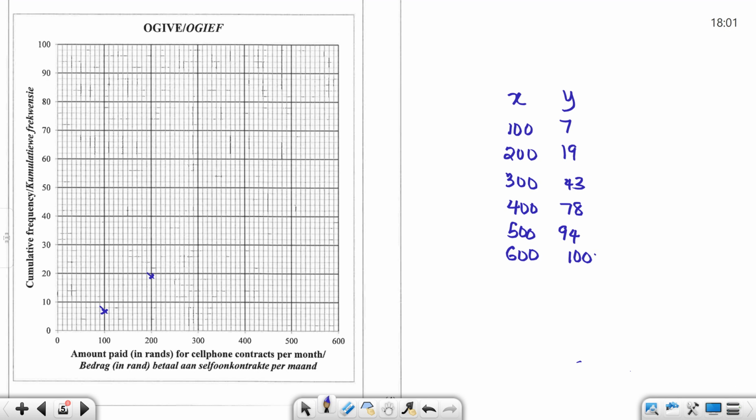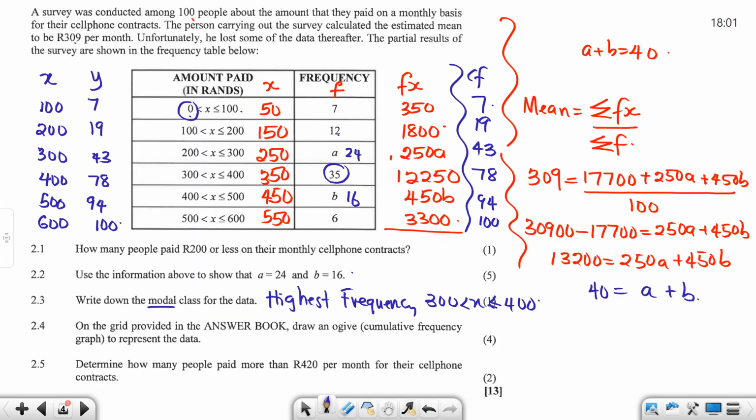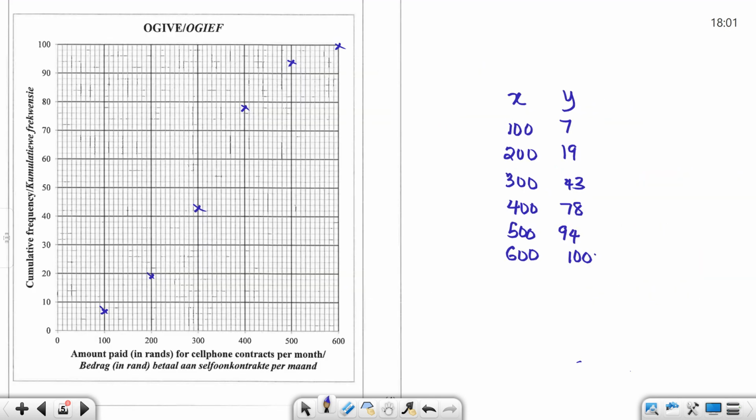Are we okay? 300 should be what? 43. So we have 40, 42, and 43 there in the middle. 400 should be 78. 72, 4, 6, 8. And then 500 should be what? 94. And 600 should be what? 100. Now, before you start sketching, please look at this. What is my root? 0. So you go and mark off 0 there, and then you now sketch. Okay? Is that fine with you?